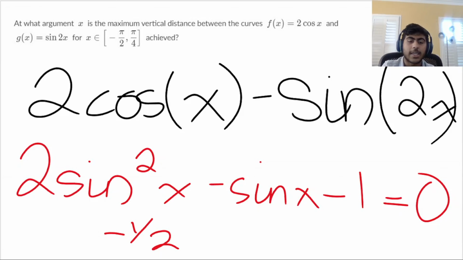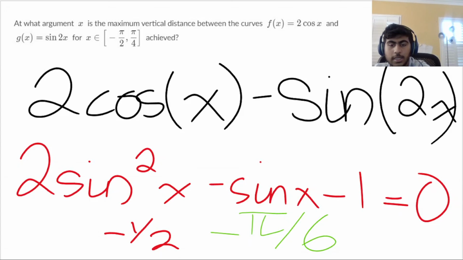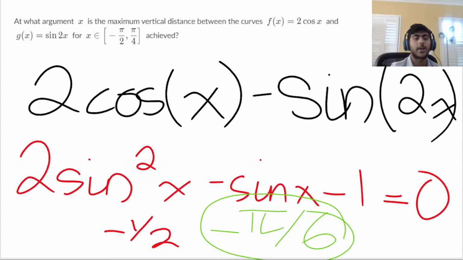But we do find that sine x is going to equal negative 1/2, which means that x itself is going to equal negative pi over 6. So x is going to be negative pi over 6, and that is our answer for the argument x at the maximum vertical distance. They didn't ask us for the vertical distance, they asked us for the x, and the x is negative pi over 6.